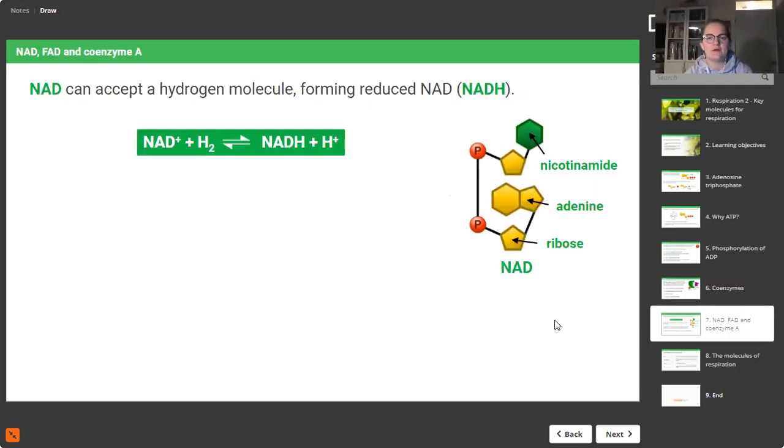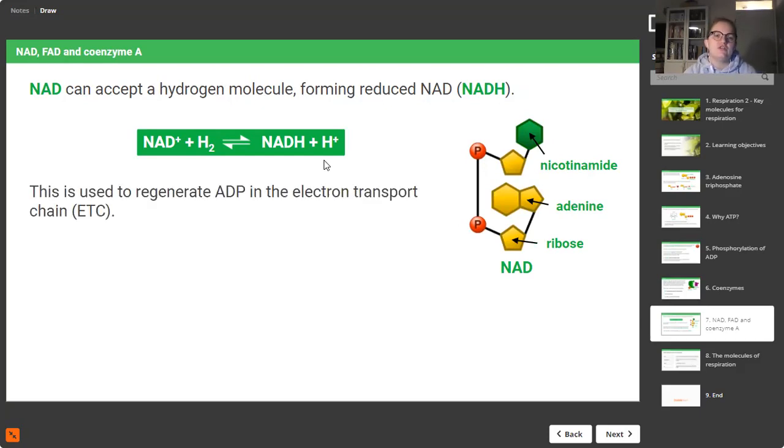So NAD, let's look at this one again. This one was in photosynthesis. NAD is the one that we reduce a lot because it can accept a hydrogen and it forms reduced NAD, which we write as NADH. So NAD can accept a hydrogen, forming NADH plus that extra hydrogen ion there. It's also a reversible reaction and we can then oxidize NADH to make NAD. We use this to regenerate ADP in the electron transport chain, or in oxidative phosphorylation. So we regenerate ADP in this manner.